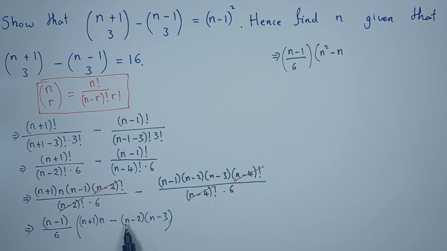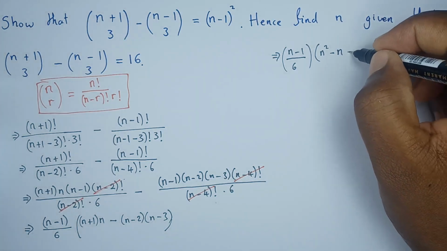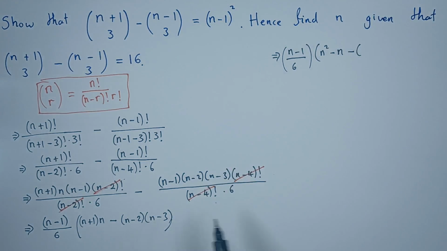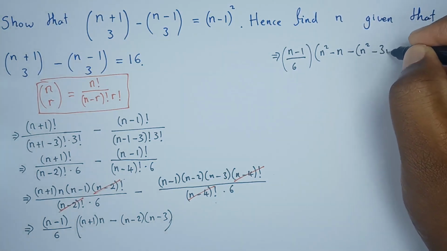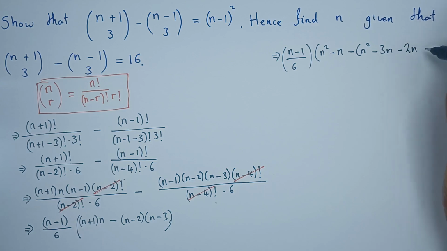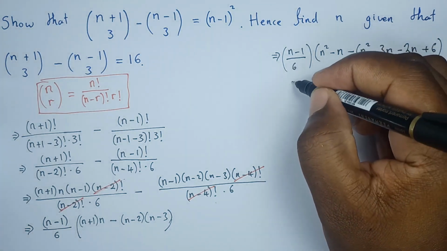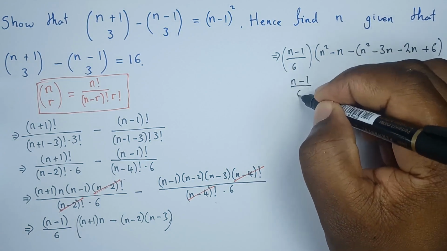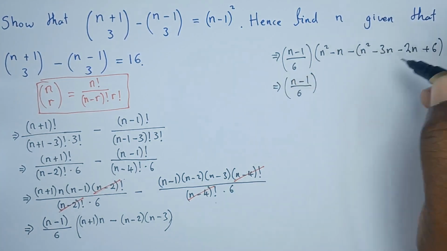Then on this part, n times n should give us n squared again. So now let's use the brackets to avoid error. So n times n squared, n times 3 minus 3n, negative 2 times n is negative 2n. And lastly, 2 times 3 is a positive 6. Like that. So let's remove the bracket over 6. The bracket we're talking about is this one here.